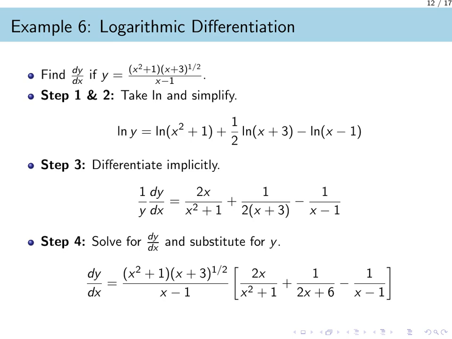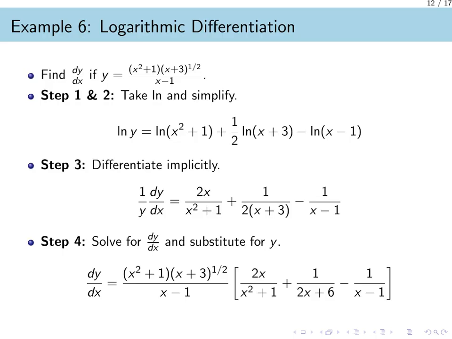Next, we differentiate both sides implicitly with respect to x, remembering that the derivative of ln of y is 1 over y times dy dx. After differentiating each term on the right, we solve for dy dx by multiplying the entire right side by y.